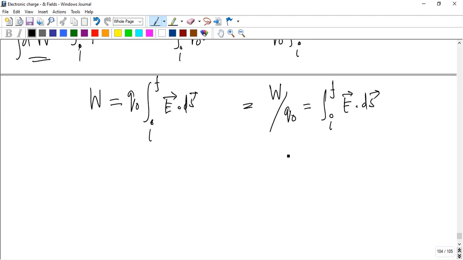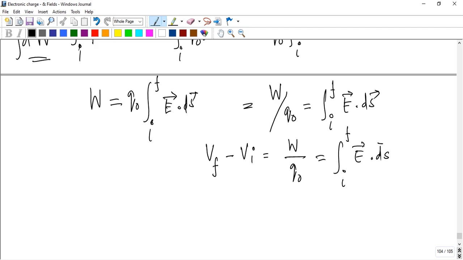And W over Q naught means potential difference. So Vf minus Vi is equal to W over Q naught, which is the integral from I to F of E dot ds. Okay, if a charge moves from infinity to a finite point, the reference configuration can be any value actually. So a charge moves from higher potential to lower potential. This is the important note.